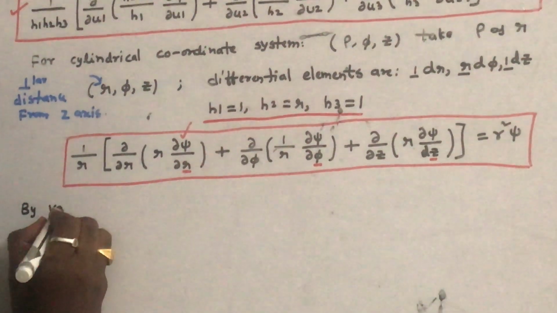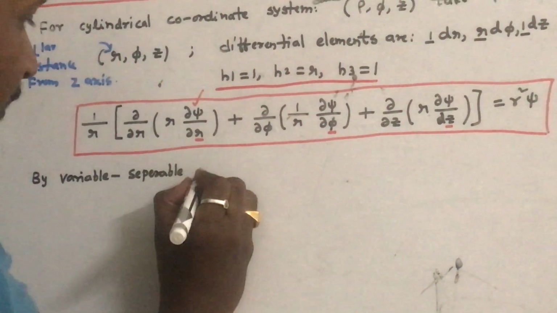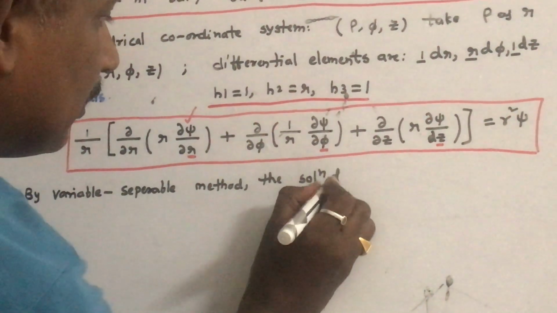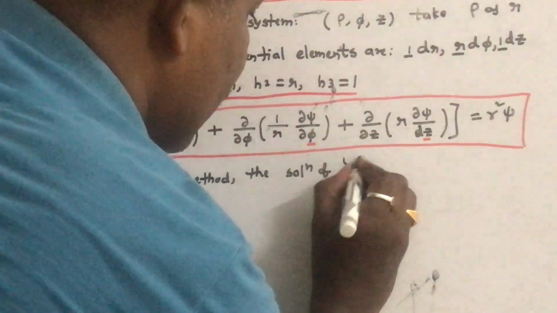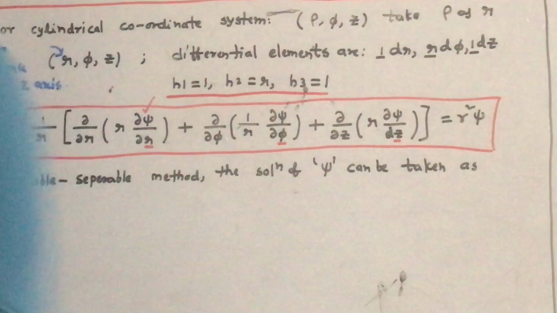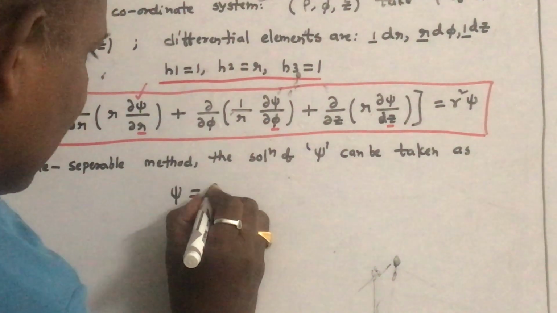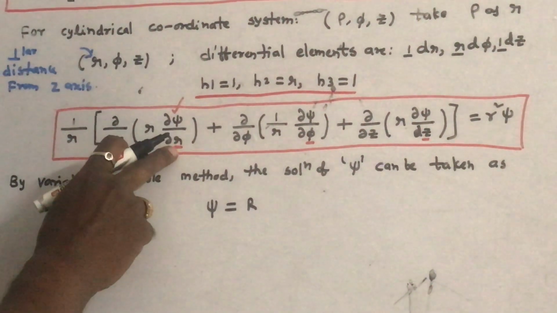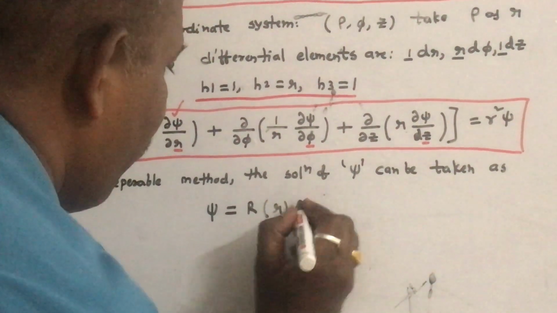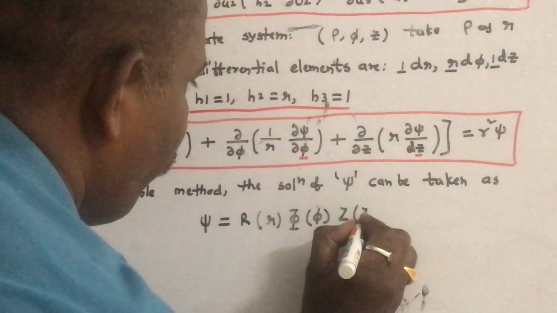By variable separable method, the solution of psi can be taken as follows. This is very important from the variable separable method in mathematics. So psi is a function of r, a function of phi and a function of z. Therefore it is written as capital R of r, capital Phi of phi, and capital Z of z.